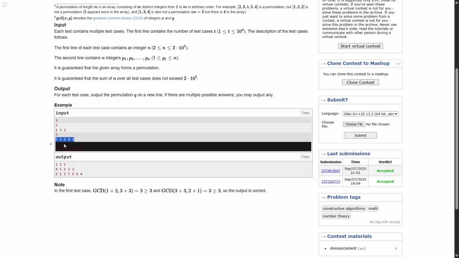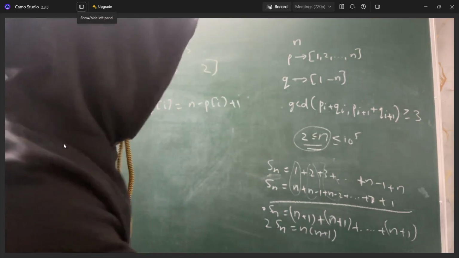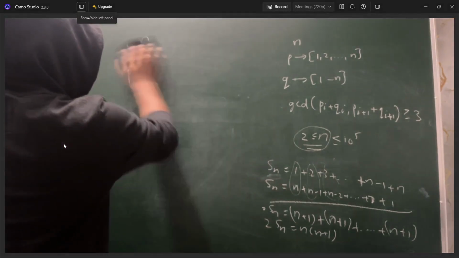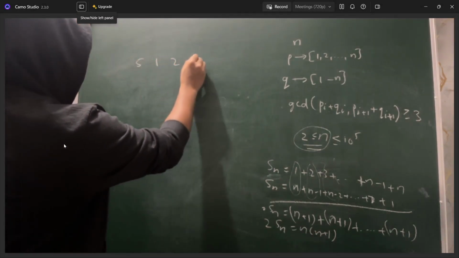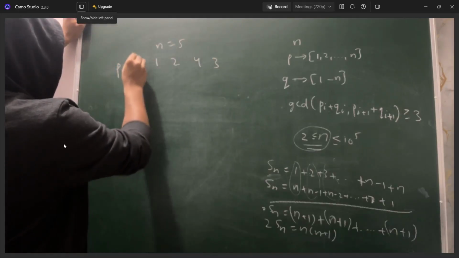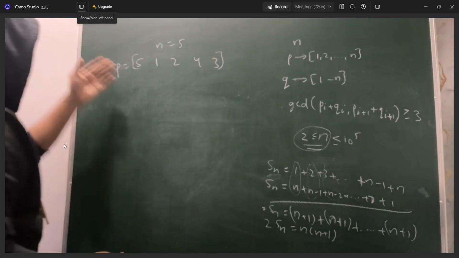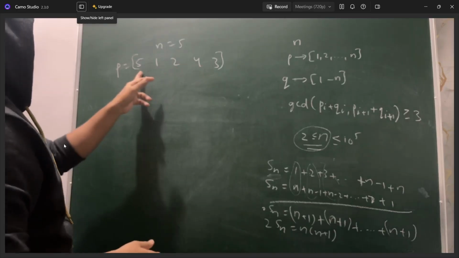So let's take one more example, 5 1 2 4 3, wherein n is 5, right? And this is one of the permutations. So if you see in a permutation, you have numbers from 1 till 5. So 1 2 3 4 5 you have, right?